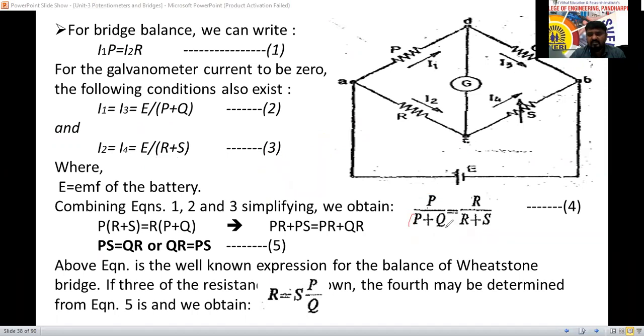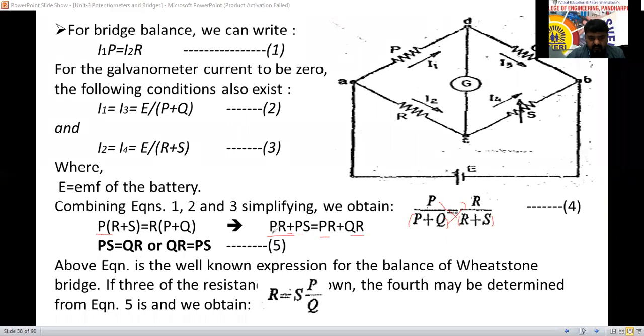I will send this to the RHS, it will multiply into R. This one I will send to the LHS, it will become P into R plus S equals R into P plus Q. Multiplying it out, P into R is PR, plus P into S is PS, equals R into P, that is PR, plus R into Q, that is QR. You can write like this.